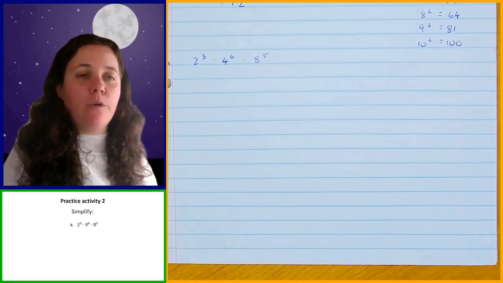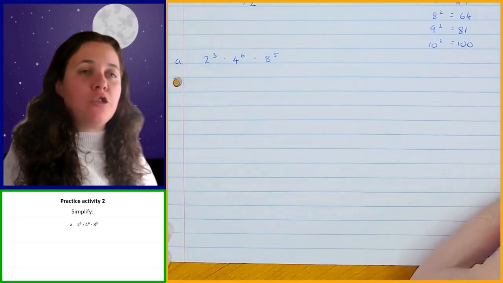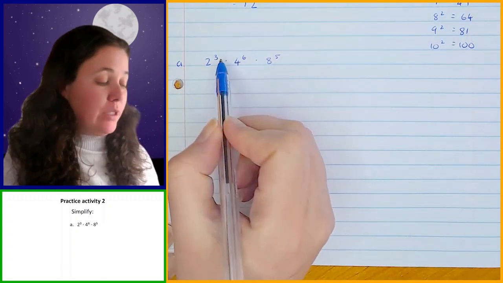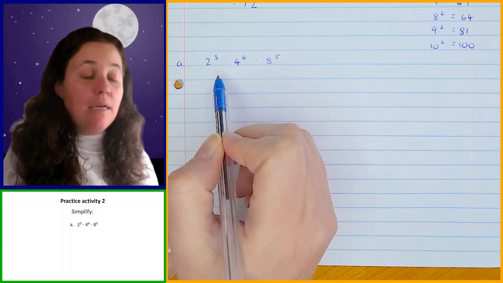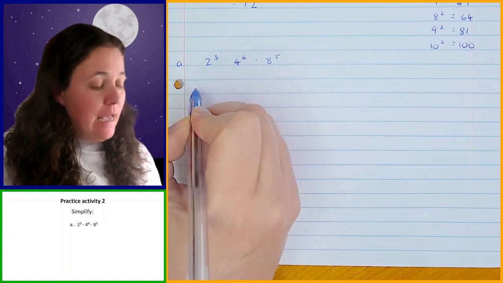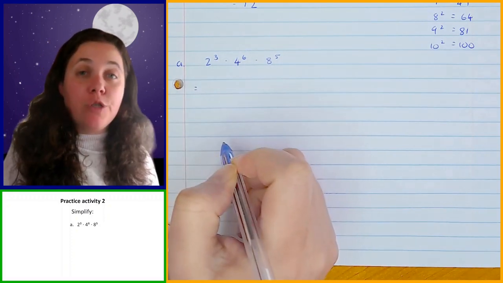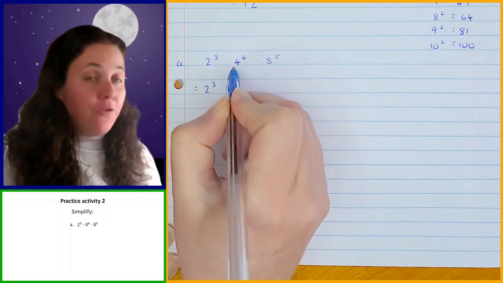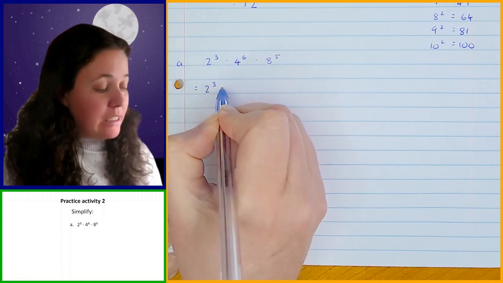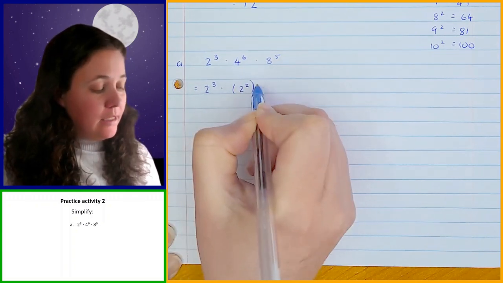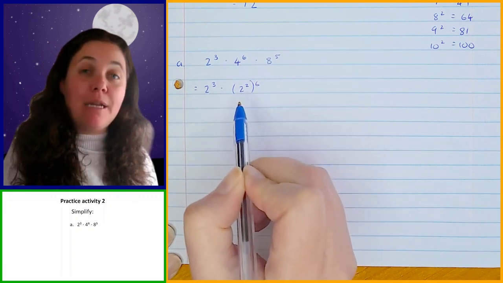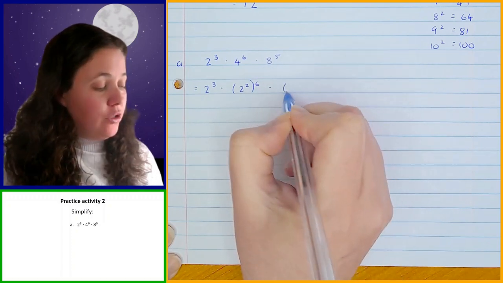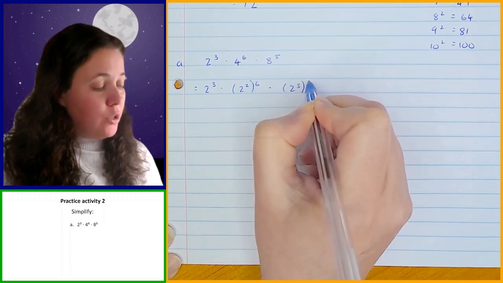Right, let's go through that example. In question A, we had 2 cubed times 4 to the power of 6 times 8 to the power of 5. The first thing we see is that none of these have the same base, so I need to manipulate these bases. Fortunately, all of them are powers of 2. Over here I've got 2 to the power of 3. 4 I can change to 2 squared, so this is times 2 squared to the power of 6. And remember, I have to put that in brackets. Times 8, which is the same as 2 cubed, so 2 cubed in brackets to the power of 5.